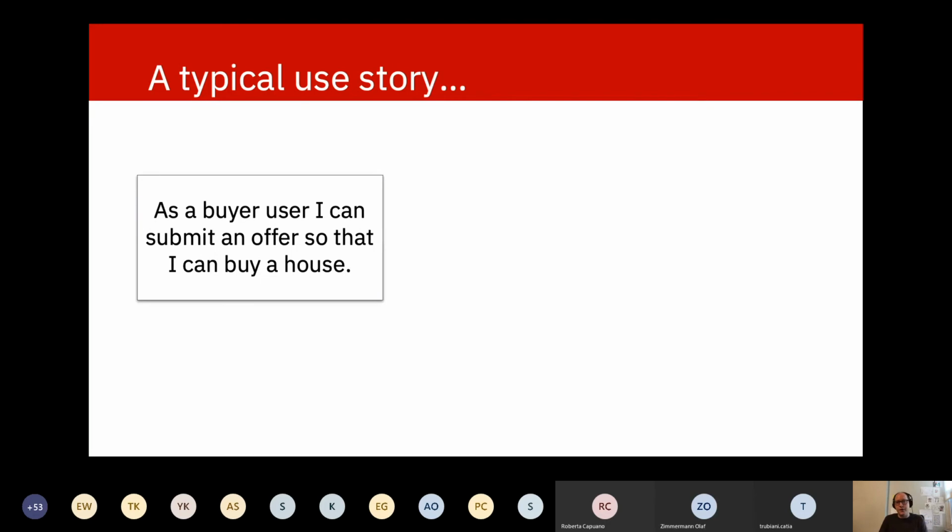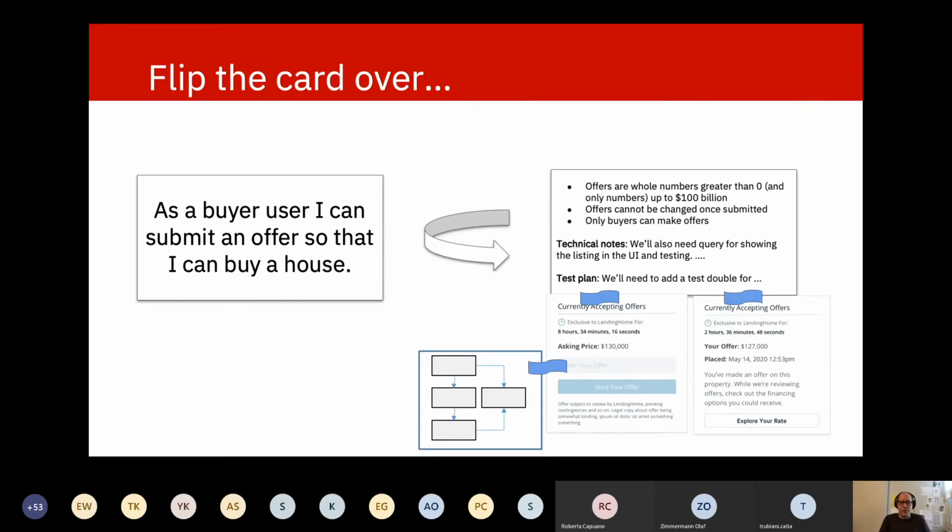Flip the card over though, and there's a lot. Usually, you'll find a lot more information: acceptance criteria, technical notes, ideas about how we might test the story. Sometimes we have wireframes or UI screens. There's whole design bits that go along with it. Okay, lots of information. The big question is, how did I get from this simple statement of, as a buyer user, I can submit an offer, to all this additional information? And that's where example mapping comes in.